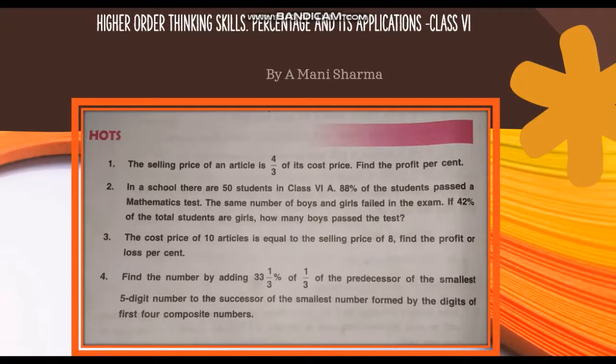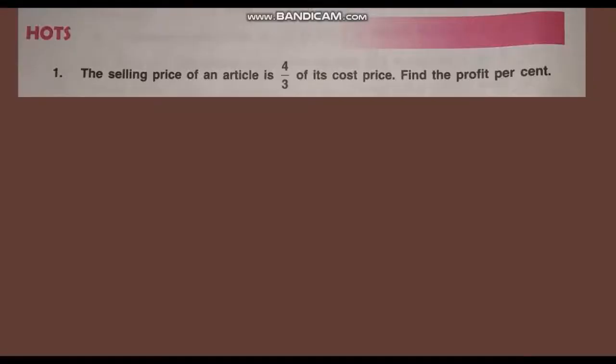Mani Sharma, and in this video we shall solve few questions of higher order thinking skills, topic percentage and its applications, standard 6. Now let's see the question. The selling price of an article is 4 by 3 of its cost price. Find the profit percent. Children, first of all, let us jot down what is given.